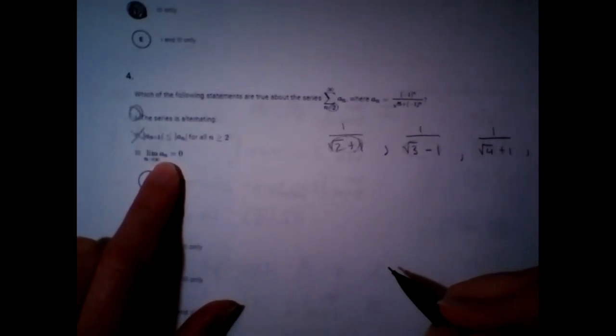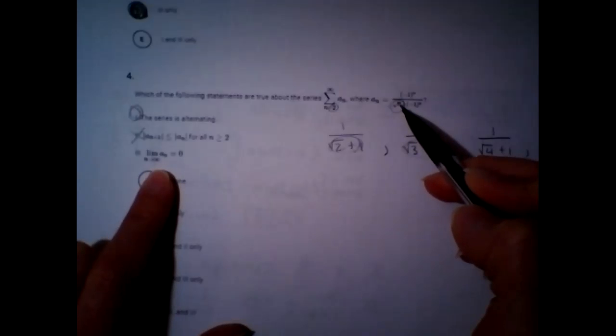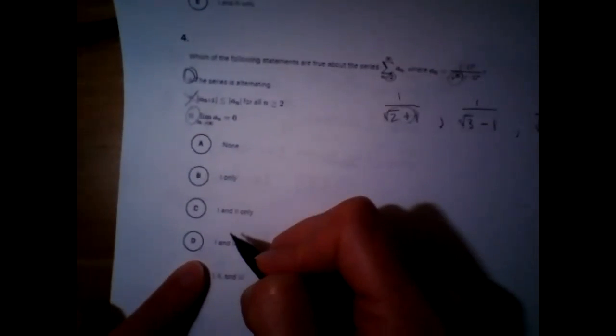And then the last one, limit as n goes to infinity is going to be 0. Well, yes, if you plug in an enormous number for n right here, that's going to make the denominator infinitely large. So you end up with, like, 1 gazillionth, which is really awfully close to 0. So that's going to be true. All right, so that was 1 and 3, so D for that one.